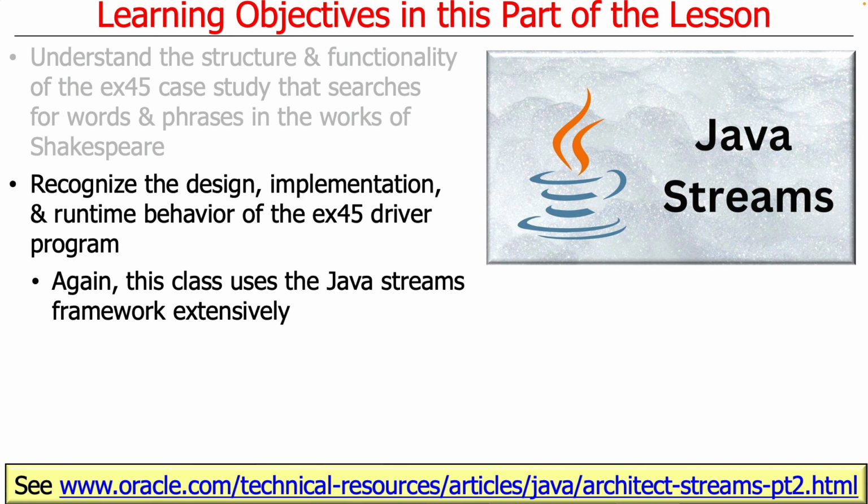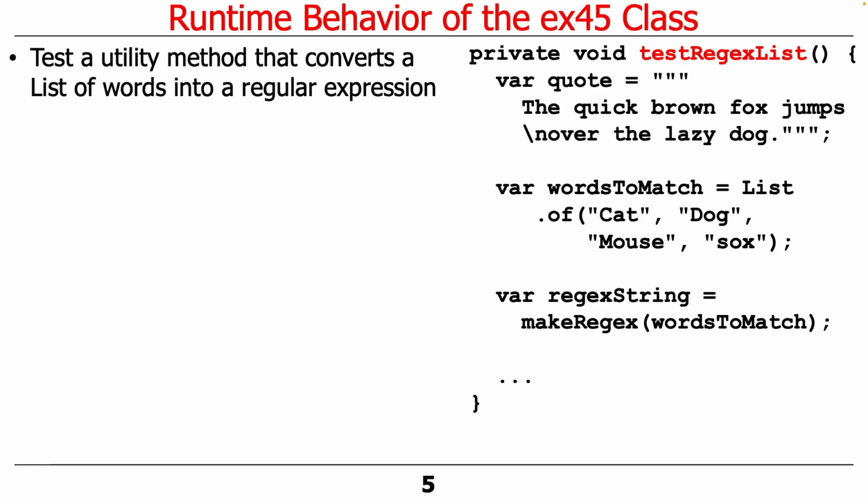Again, this class also uses the Java Streams framework very extensively. It doesn't use parallel streams, it uses sequential streams. So one thing we have here is a method that tests our makeRegex utility method, and I'll show you how that works. We basically give it a quote, and we give it some words to match, and we give it a regular expression, and then we see if there's a match. So that's one thing it does.